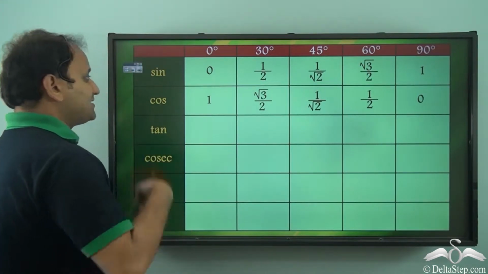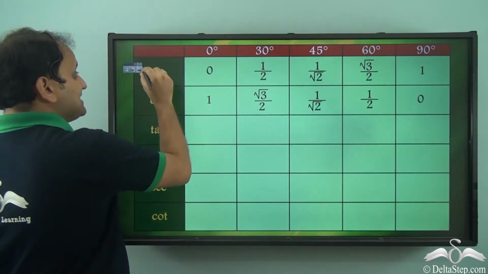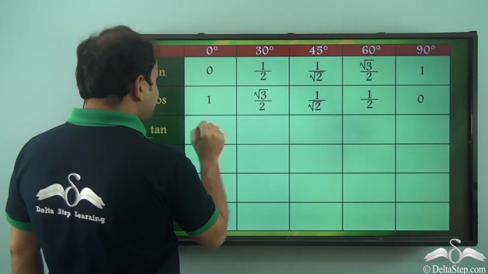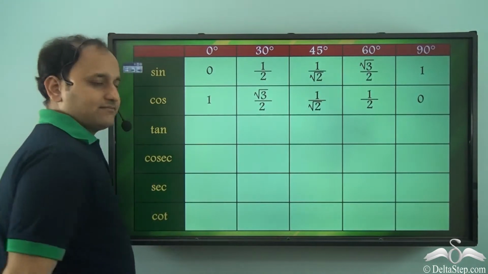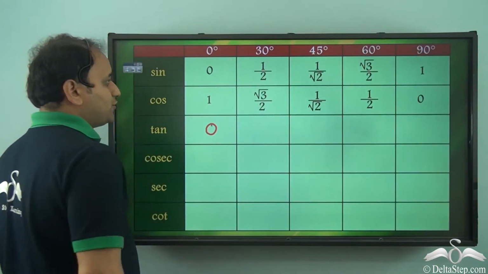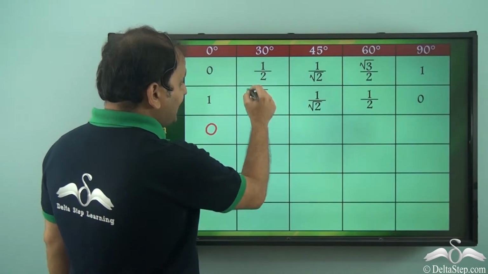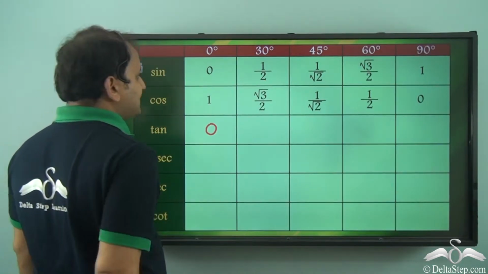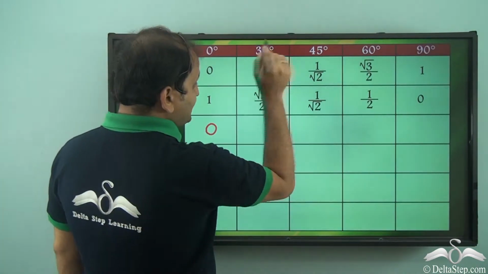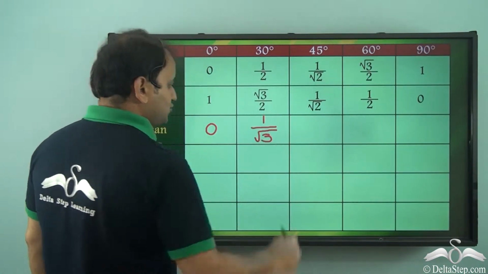Now let's come to tan. Now tan is nothing but sine theta by cos theta. So tan 0 degree will be sine 0 degree by cos 0 degree. So tan 0 degree will be 0 by 1. Now 0 by any number is 0 itself. So this is 0. Now for tan 30 degrees we have 1 by 2 by root 3 by 2, or we can write it as 1 by 2 into 2 by root 3. Now 2 and 2 will get cancelled and we'll have 1 by root 3.